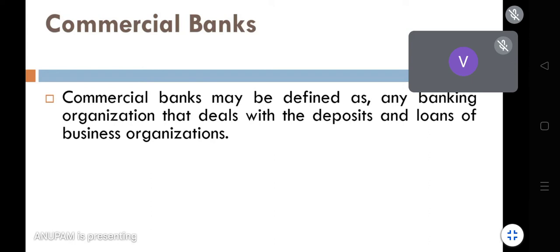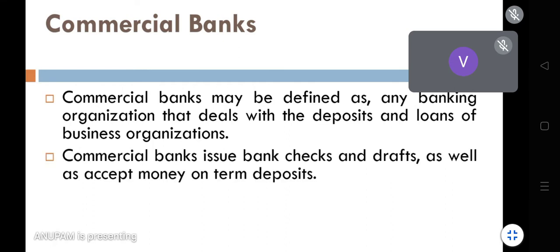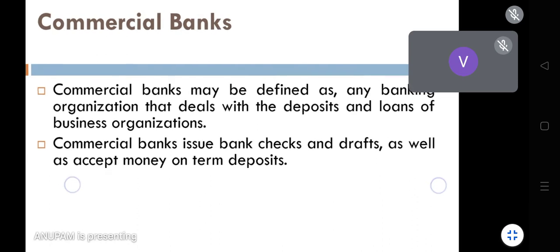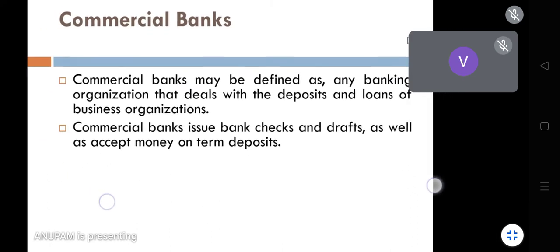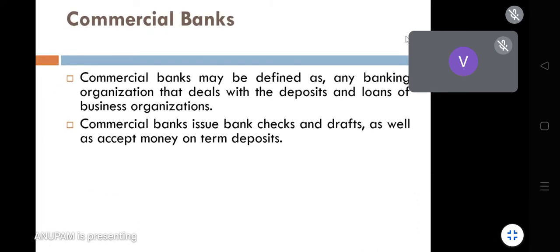Then we will move to the next slide. Yeah, commercial banks issue bank checks and drafts as well as accept money on term deposits. So in commercial banks there is a facility to issue checks, as all of you know, or bank drafts, as well as accept money on deposit. Term deposits means like fixed deposits, okay, which you make for a fixed number of years. Okay, next.